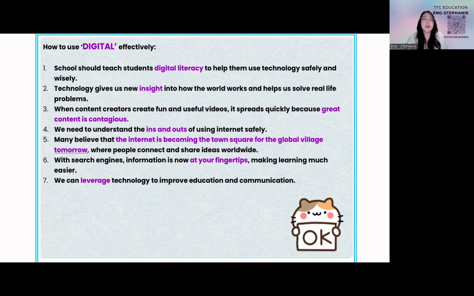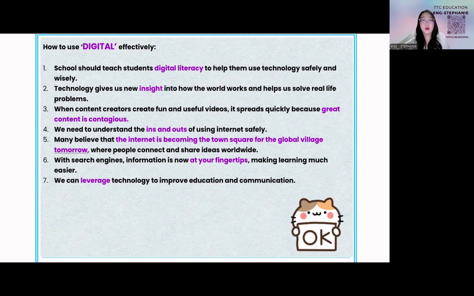Next one: we need to understand the ins and outs of using the internet safely. Whenever you want to talk about the downside, such as scams and the leakage of your privacy, you can talk about this. We have to know the ins and outs, the complete set, the whole thing, the details of using the internet safely to avoid becoming a victim of those things.